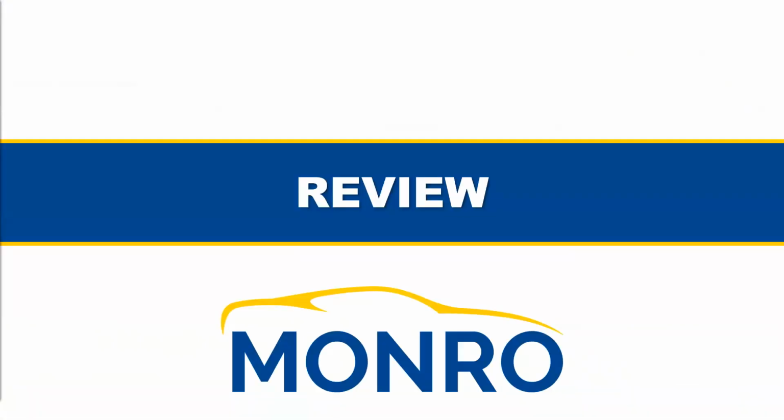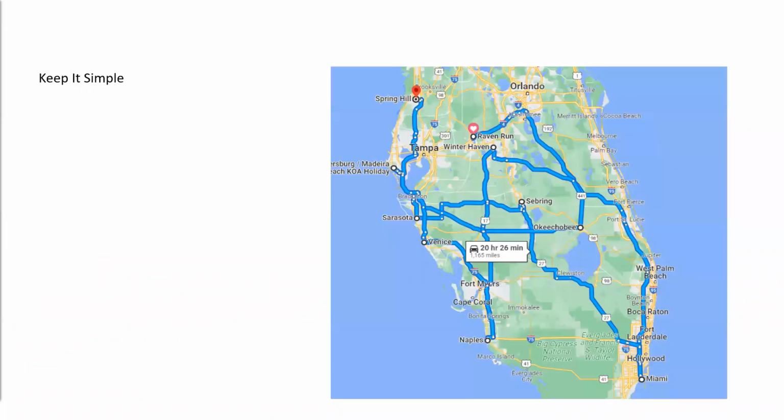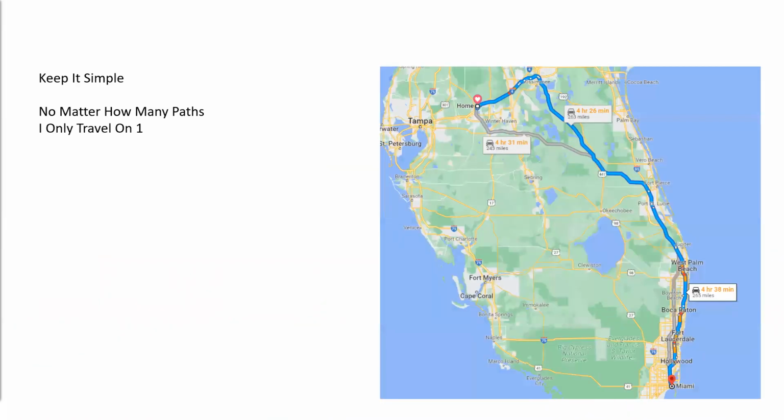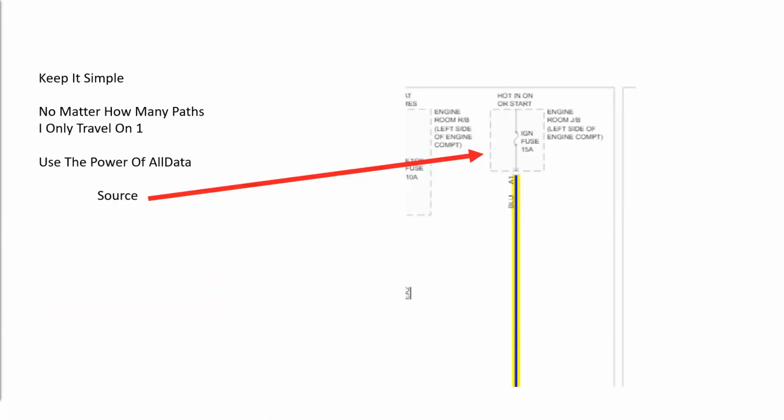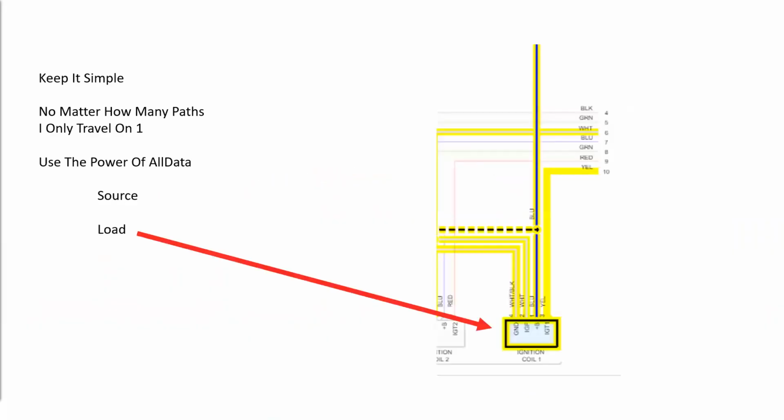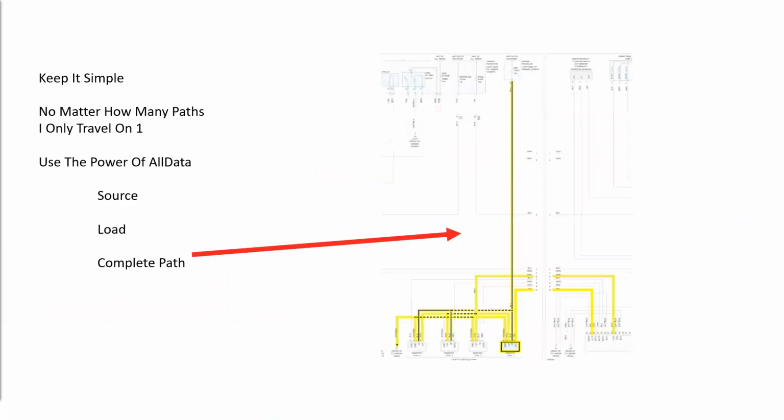So let's review. Remember, no matter how many different paths there are on my map, always follow the single path. The electricity is only going to travel on that single path to the component. Remember, use the power of all data. When you're using the power of all data, you can highlight anything on the screen. You can identify the source, you can identify the load, and you can identify the complete path for current to flow.